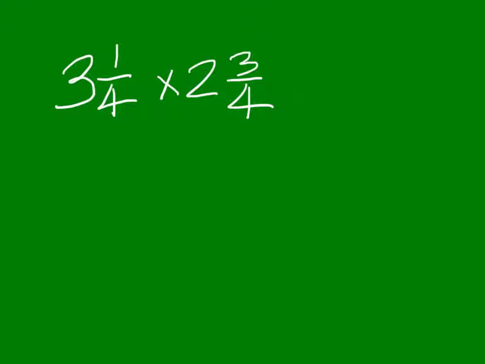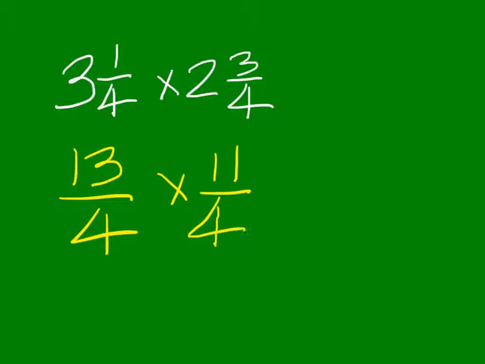3 1/4 as an improper fraction is 13 over 4, and 2 3/4 as an improper fraction is 11 over 4. So you have to multiply straight across. There is nothing that you can cancel. So 13 times 11 is the same thing as 130 plus 13, which would be 143. And 4 times 4 is 16.